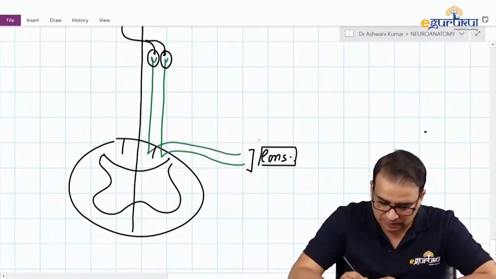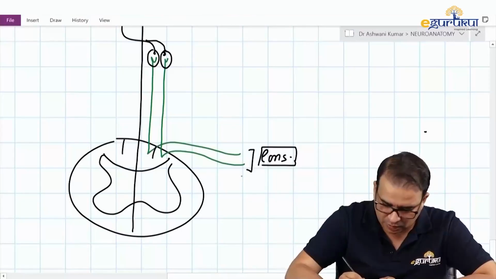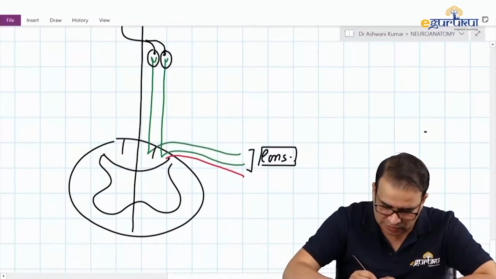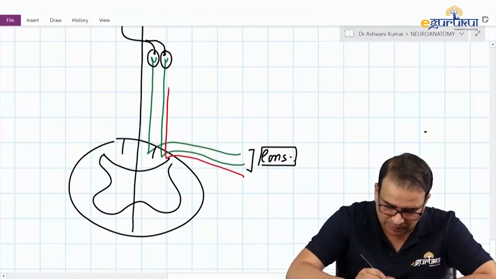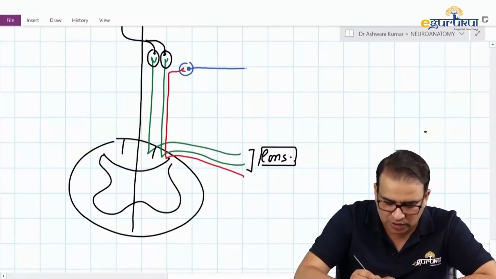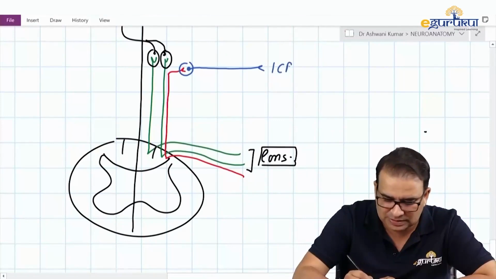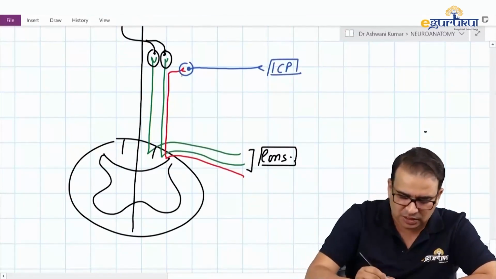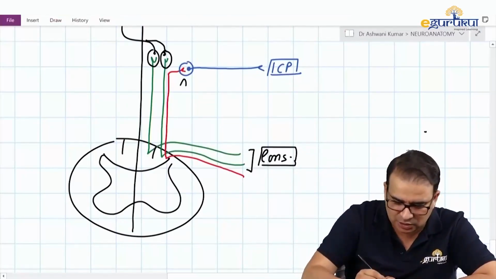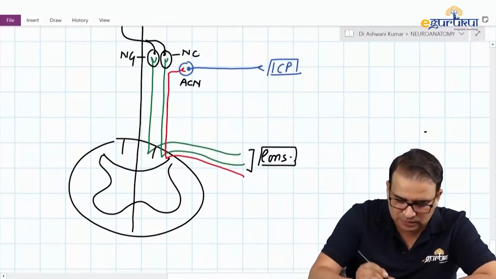From the upper limb. That unconscious proprioception from the upper limb will join with the fasciculus cuneatus and ascend upward, but it is not going to that nucleus. It is deviating into the accessory cuneate nucleus. And from there it was going as the cuneocerebellar tract into the inferior cerebellar peduncle. This is what we discussed. I've just joined both the tracts here, guys. This is the accessory cuneate nucleus here. This is nucleus gracilis and that is nucleus cuneatus.